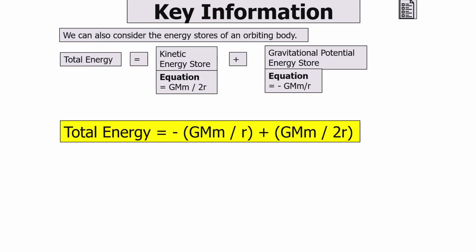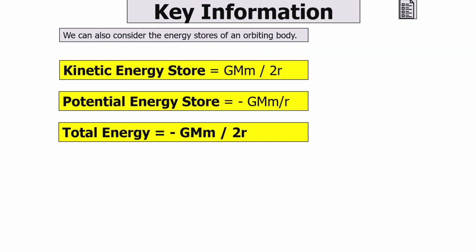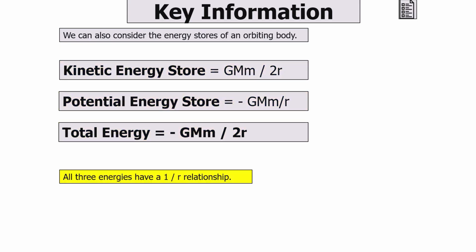Now, therefore, we can state that our total energy is equal to minus GMm over r, the gravitational potential energy store, plus GMm over 2r, the kinetic energy store. So when we equate that through, our total energy of an orbiting body is minus GMm over 2r. When we consider our three different energy stores for an orbiting body, you note straight away that all three energies have a 1 over r relationship, and that the total energy is always negative, which is important because it's inside the gravitational field.